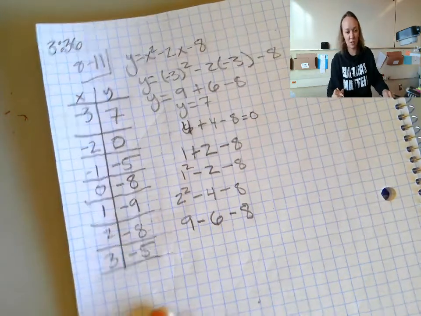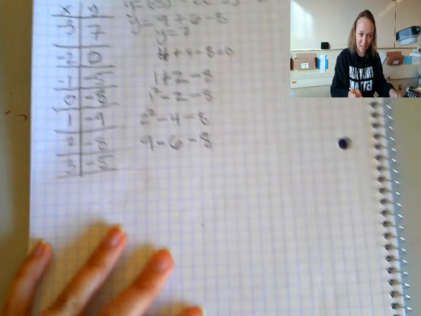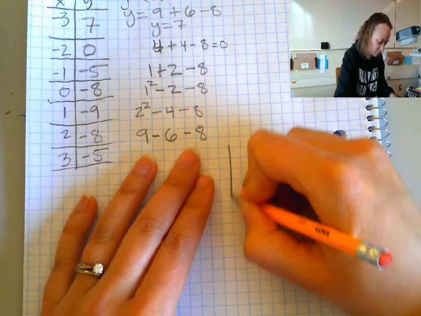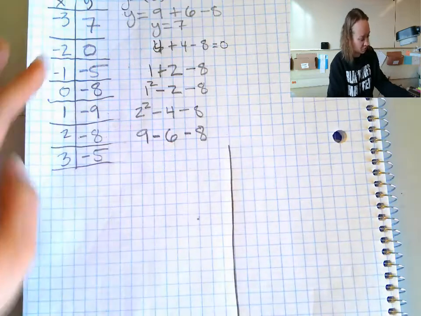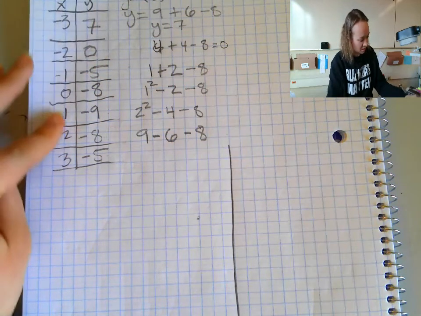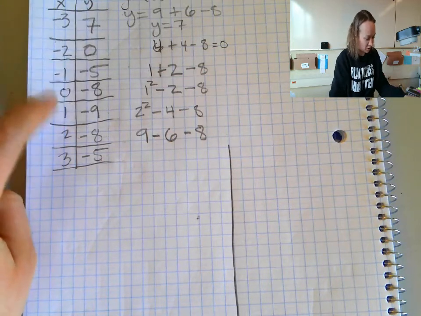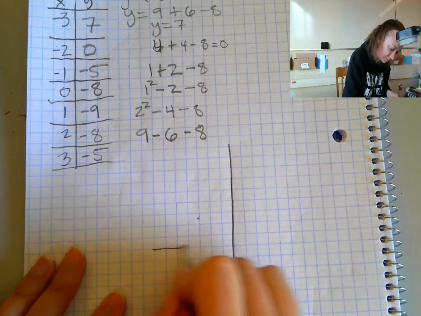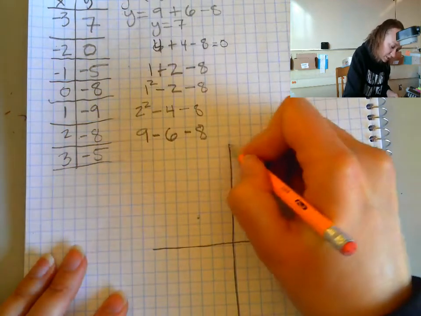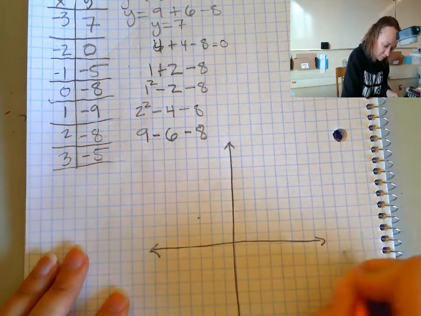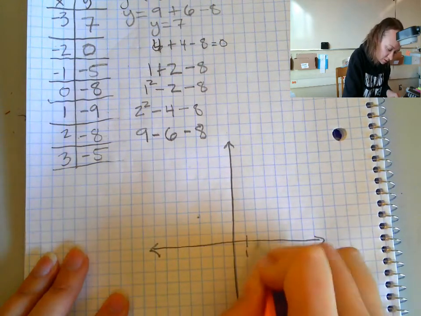Fantastic. Okay, so now I have my points. I'm going to graph it in a graph. And looking at my numbers, it looks like I do kind of need a big range for my y. So I'm probably going to count by 2's on my y-axis, but by 1's on my x.